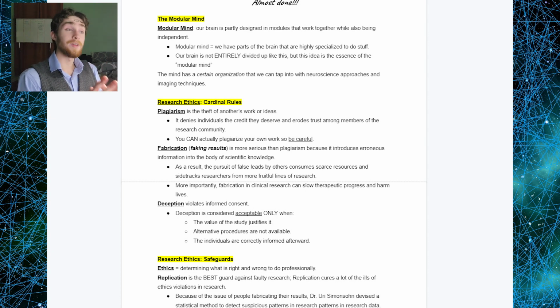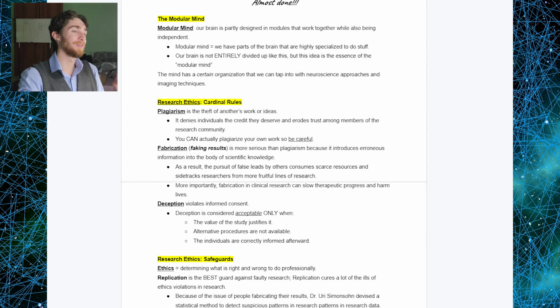Then we have fabrication, all right, faking results. Fabrication is more serious than plagiarism, because fabrication introduces erroneous information into the body of scientific knowledge. That basically just means fake news. As a result of you introducing all this fake news into the body of scientific knowledge, the community starts pursuing these false leads, and pursuing these false leads consumes scarce resources and sidetracks researchers from actually pursuing more fruitful lines of research. You run these people on a wild goose chase by fabricating your stuff because you are making it up, and these other researchers are like, oh wow, let's investigate that, not knowing that you're full of it.